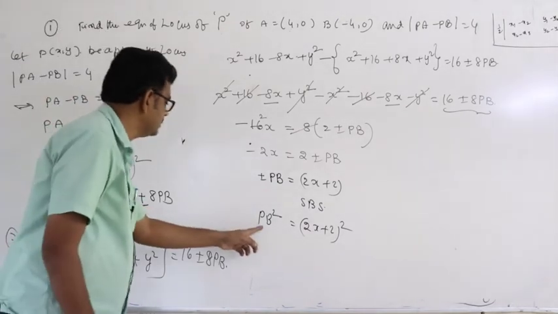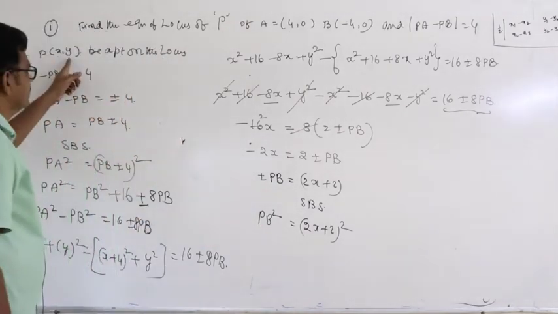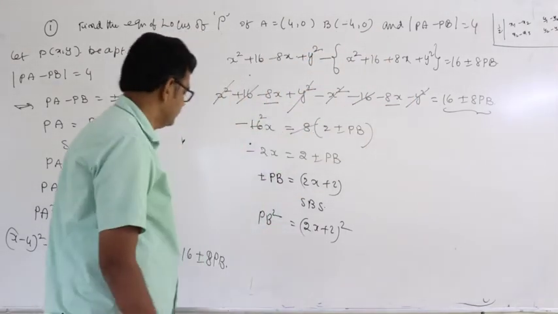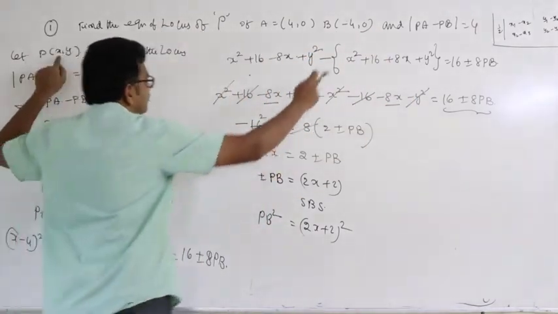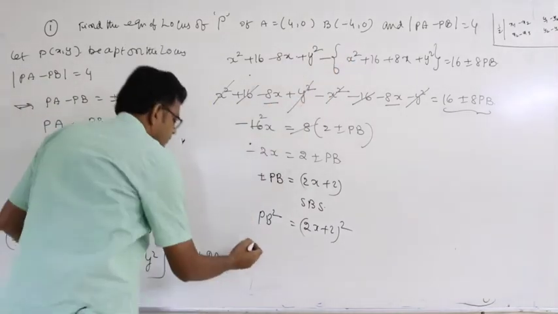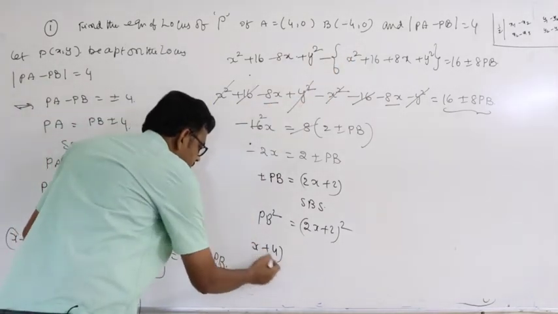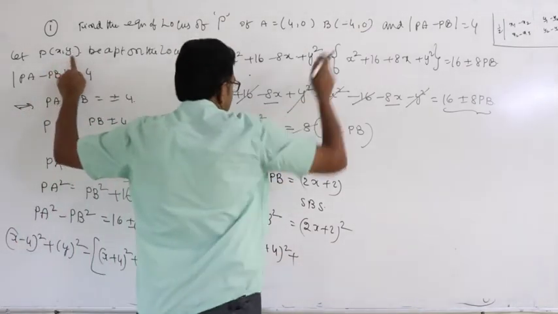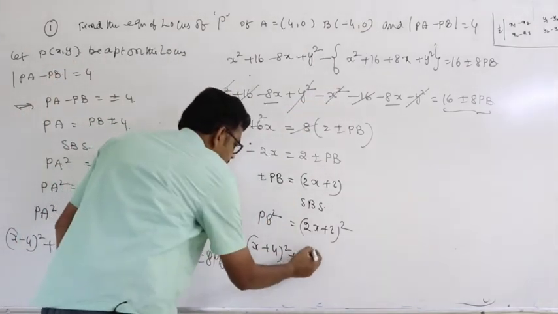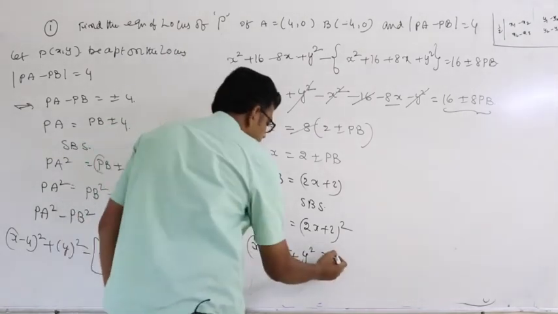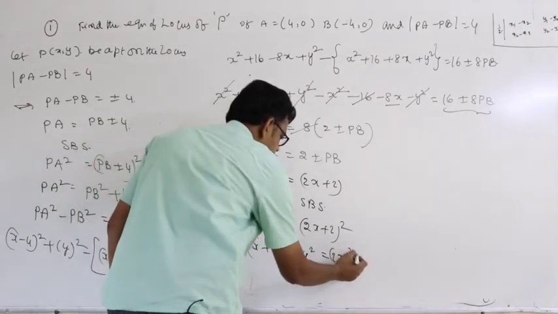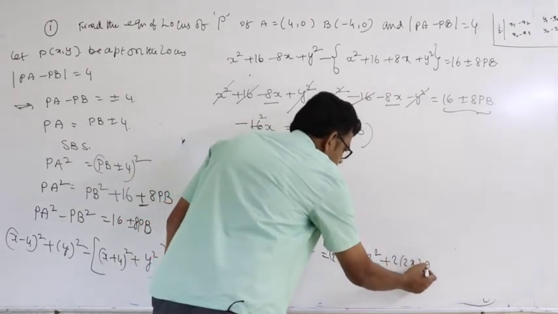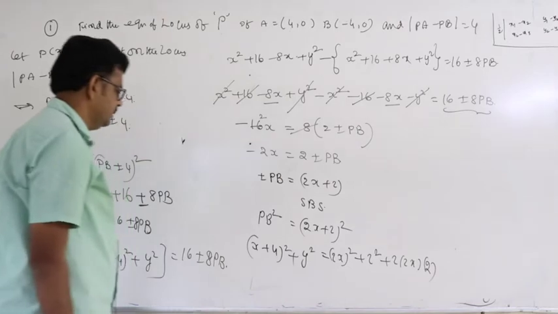Where PB square is what? P is x comma y, and B is minus 4 comma 0. Again, the distance form. That is x minus of minus 4, so x plus 4 whole square plus y minus 0 whole square, that is y square. It is equal to a square plus b square plus 2ab. Write down.